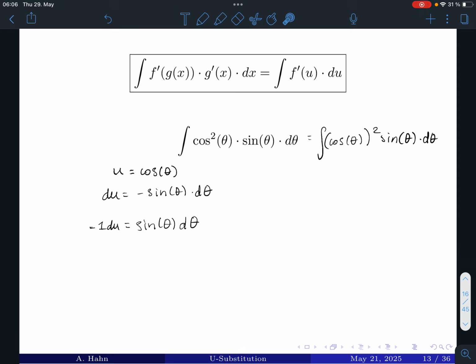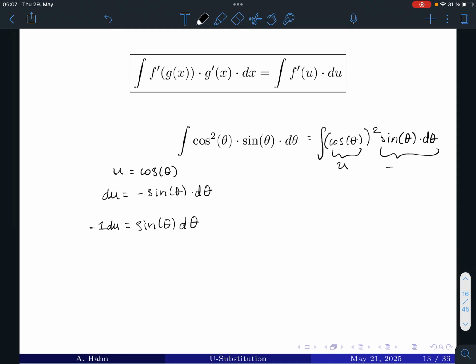And so let's get rid of that and move this over. Just to talk about what we did: we identified an inside function, and we said, okay, maybe that's our u, that's a guess. So we wrote down u is equal to cosine of theta, and then we took the derivative of it. So we said du is equal to negative sine of theta d theta. And we see that that does in fact work. We just need to multiply by a constant. So we have negative du is equal to sine of theta d theta.